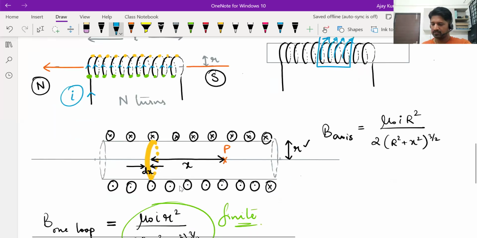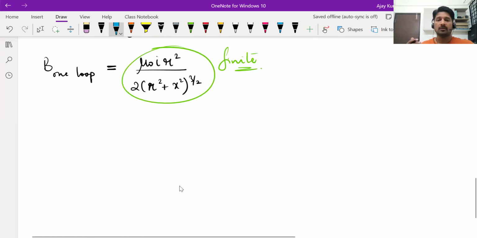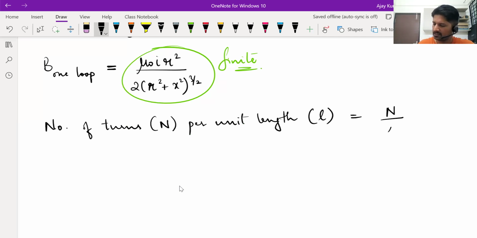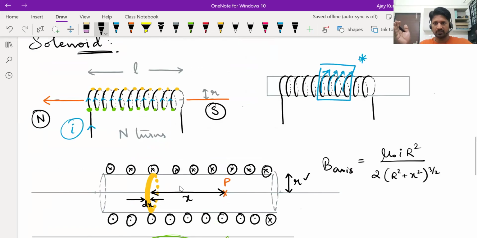Okay, so in case of solenoid, we talk in terms of number of turns per unit length. Number of turns was N, capital N, and length was L. So this becomes N by L, right? We denote it by small n in case of solenoid. Now you know the number of turns per unit length. Let us call it small n. What length are we talking about? Length of the solenoid. Now if you see, dx is a small part of that length only, no? In that dx, let's say the number of turns is dn.